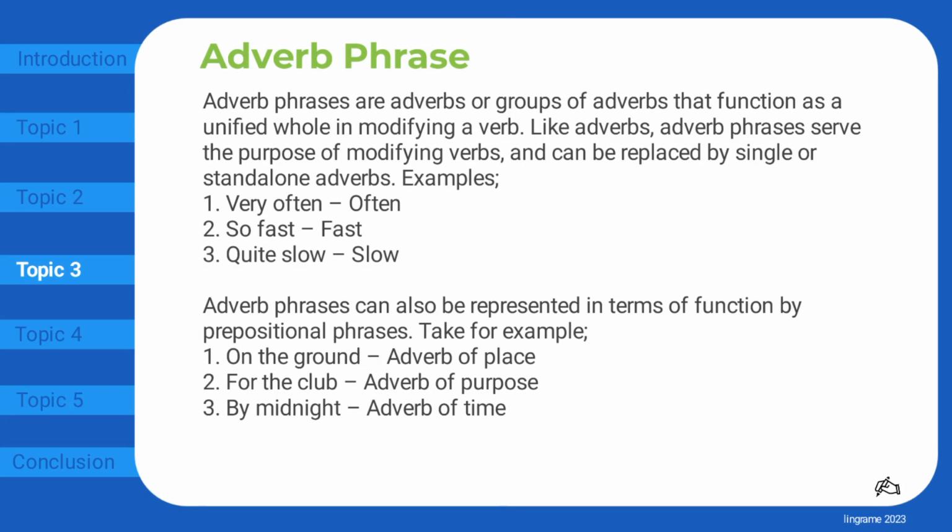Adverb phrase. Adverb phrases are adverbs or groups of adverbs that function as a unified whole in modifying a verb. Like adverbs, adverb phrases serve the purpose of modifying verbs, and can be replaced by single or standalone adverbs. Examples: very often, often, so fast, fast, quite slow, slow. Adverb phrases can also be represented in terms of function by prepositional phrases.